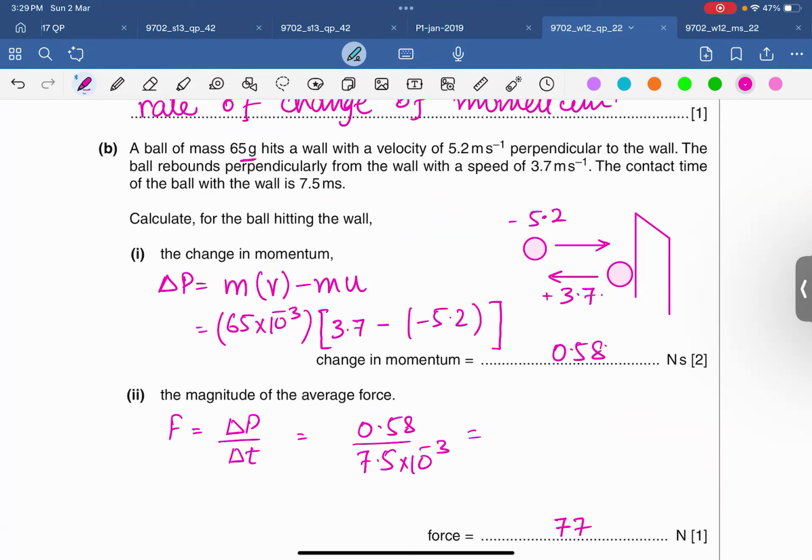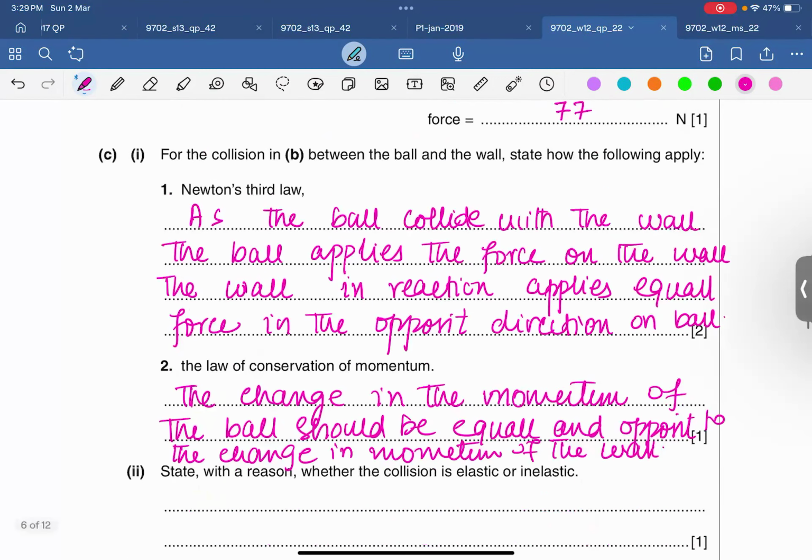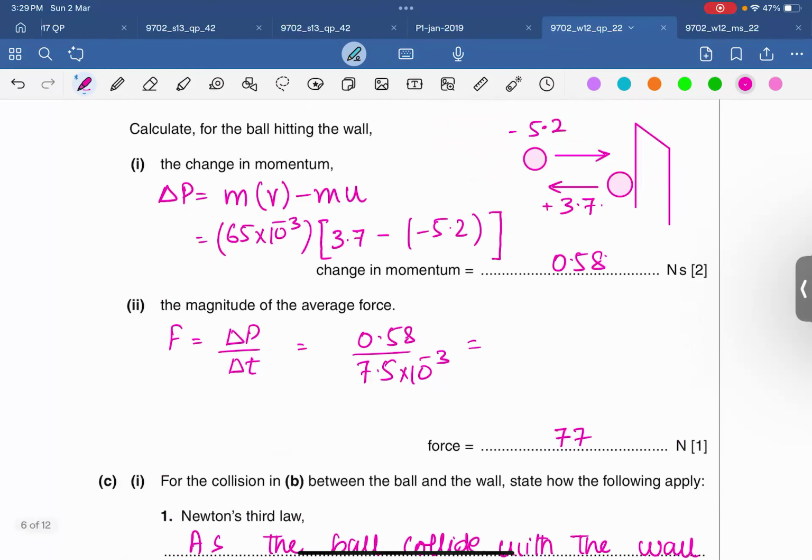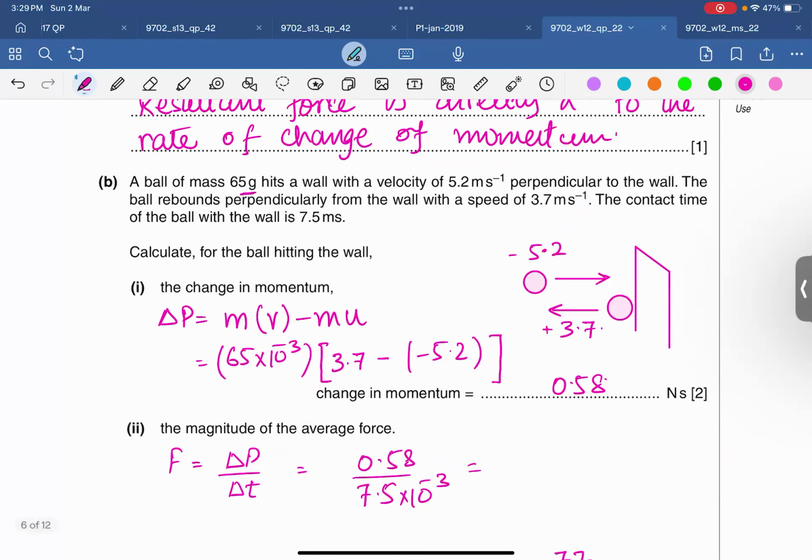Look, wait, look. What's the question asking? The question was, relative speed of approach is equal to the relative speed of separation. Come on, it is very simple. Okay, fine. The question is asking, state with a reason whether the collision is elastic or inelastic. You don't need to prove it is always elastic. It can be inelastic, but you have to look at the scenario given.